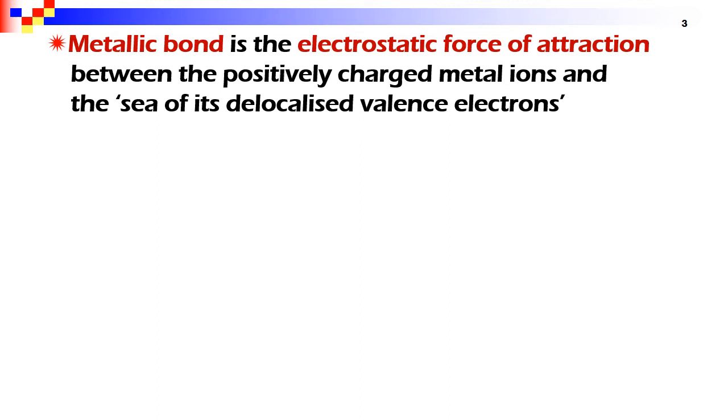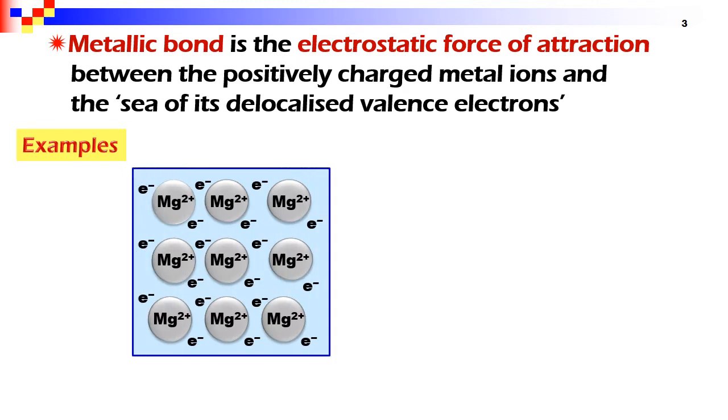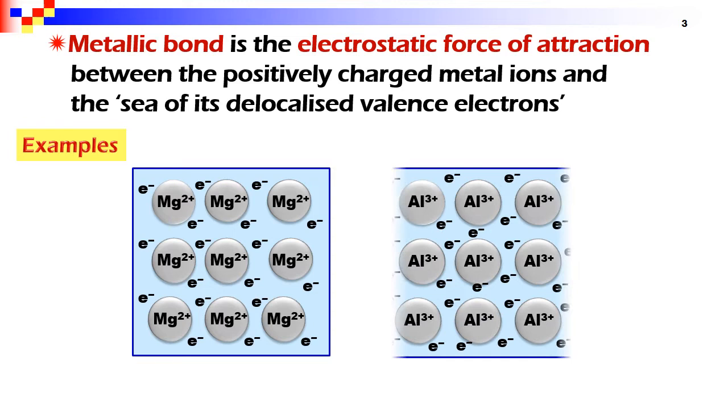According to the electron sea model, a metallic bond is the electrostatic force of attraction between the positively charged metal ions and the sea of its delocalized valence electrons. I have here two examples of electron sea model diagrams. First is for magnesium, and the second is the electron sea model for aluminium.